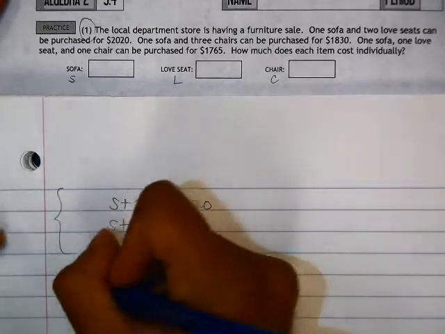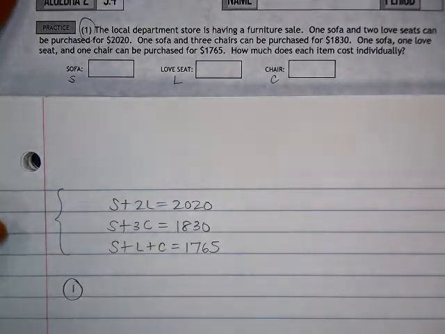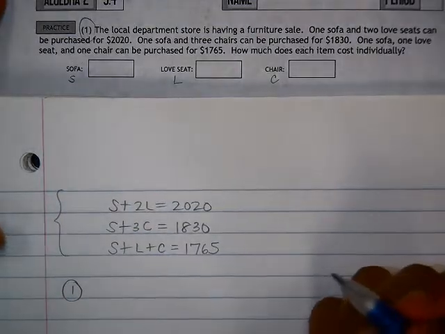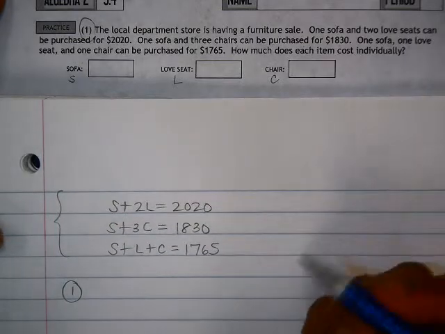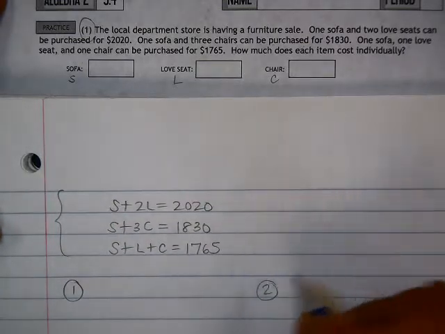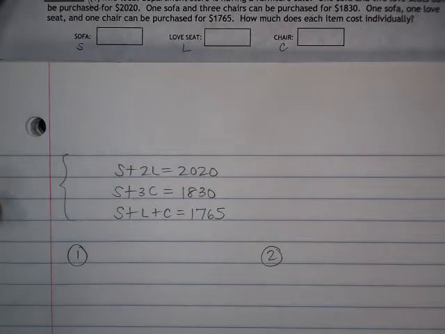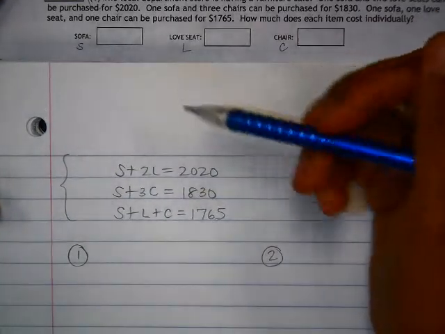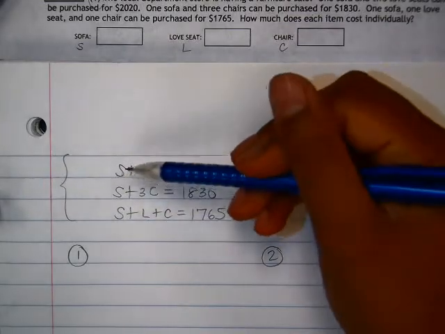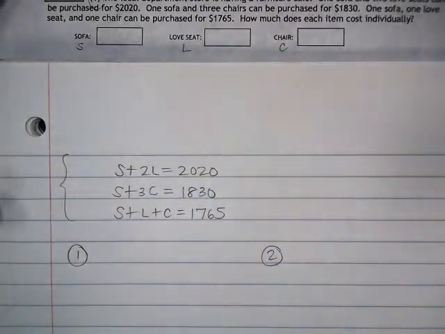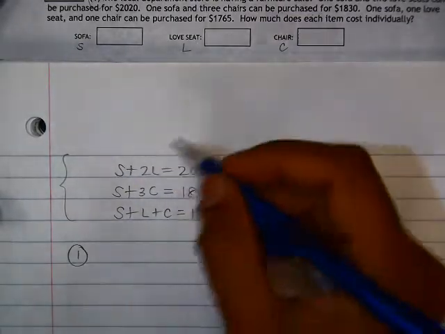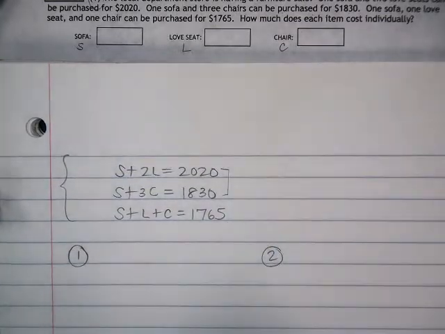So the first step here is to combine a pair of equations and try to eliminate one of the variables. And then the second step is going to be to combine a different pair of equations and eliminate that same variable. So the only variable that we can eliminate twice is S, because that's the only variable that is in all three equations. So to start, I'm going to pair up the first two equations.